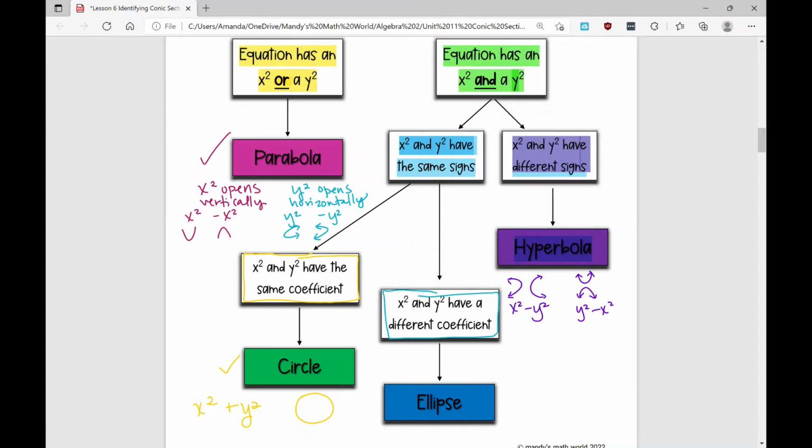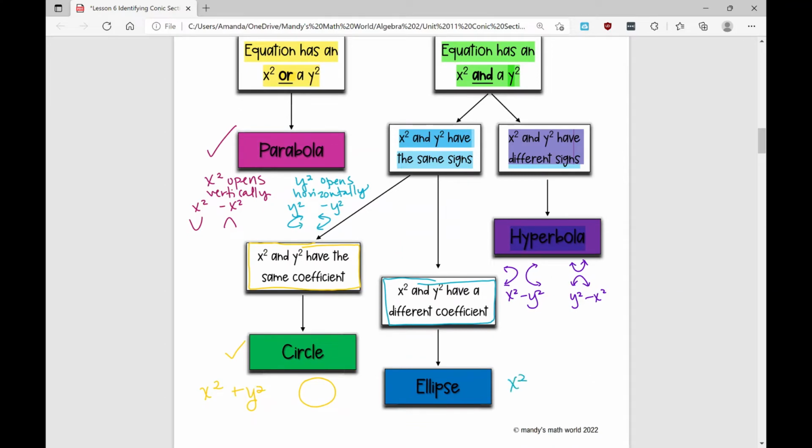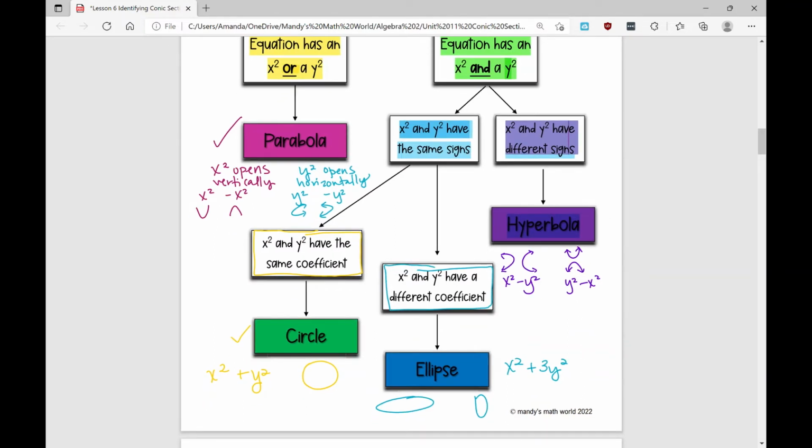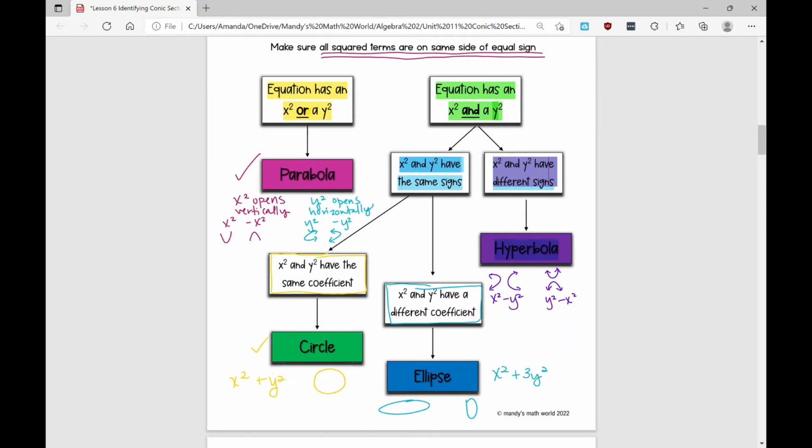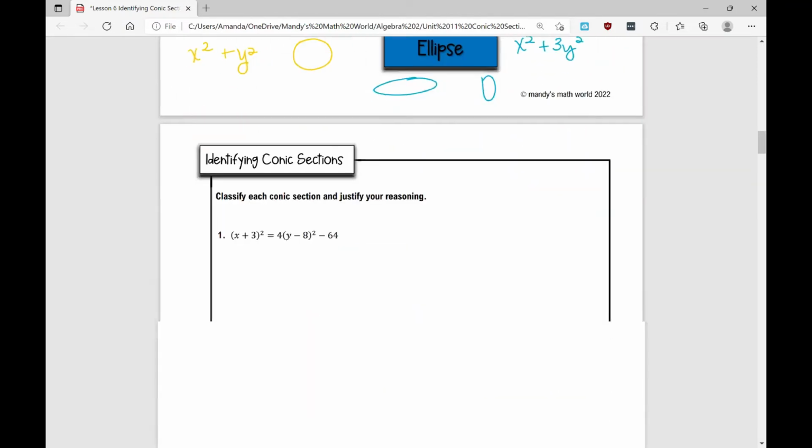that might look something like x squared plus 3y squared, right? Those are different coefficients. You're going to have an ellipse, and it can be elongated horizontally or vertically. So that's what we're looking for. And you can refer to these as we go through our 4 examples on the next page.